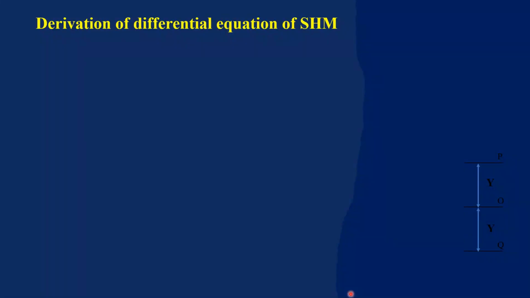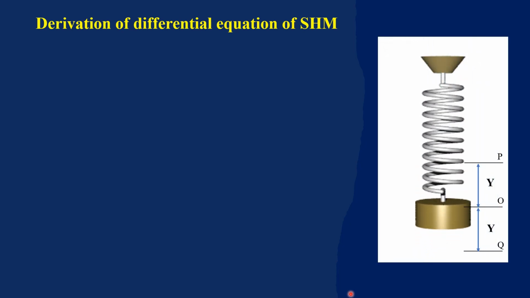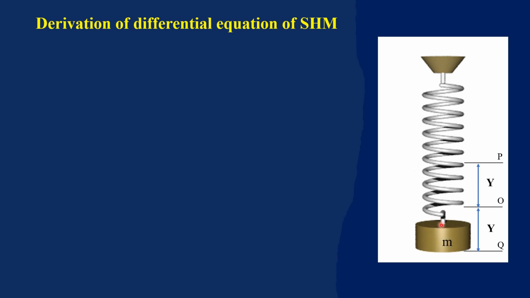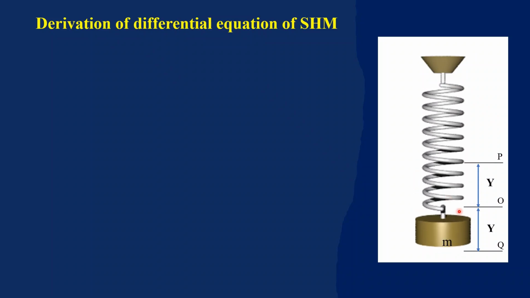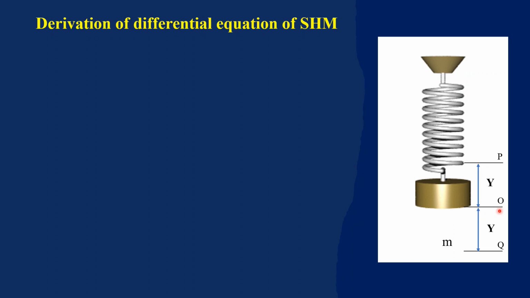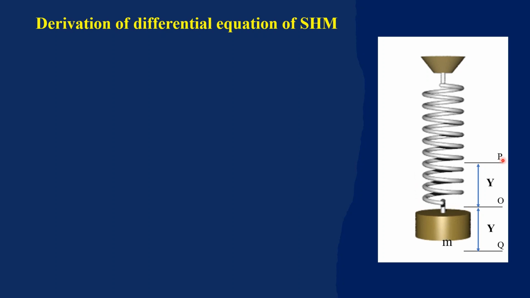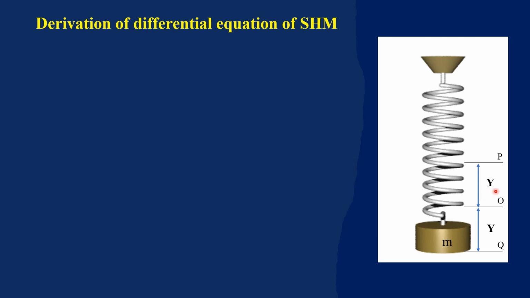So, to derive the differential equation of simple harmonic motion, let us consider a body of mass m which is suspended to this spring. See here, this is the mass of this body and it is in simple harmonic motion. See here clearly, the mean position of this mass loaded spring is, say, here, and this is one extreme position and this is another extreme position. So at any instant of time, the displacement of this body is, say, y.